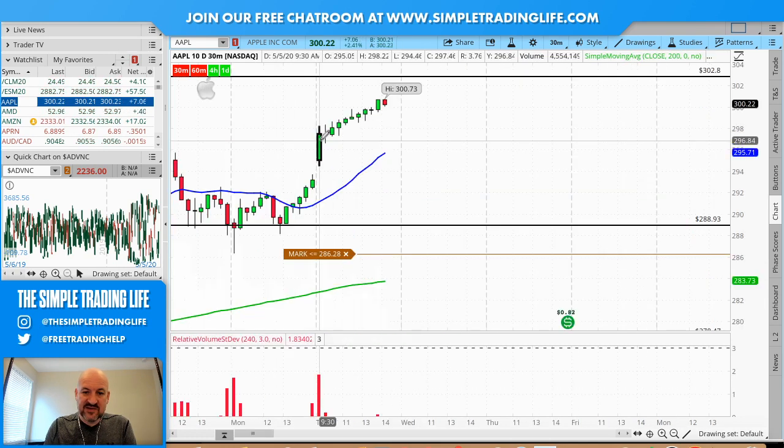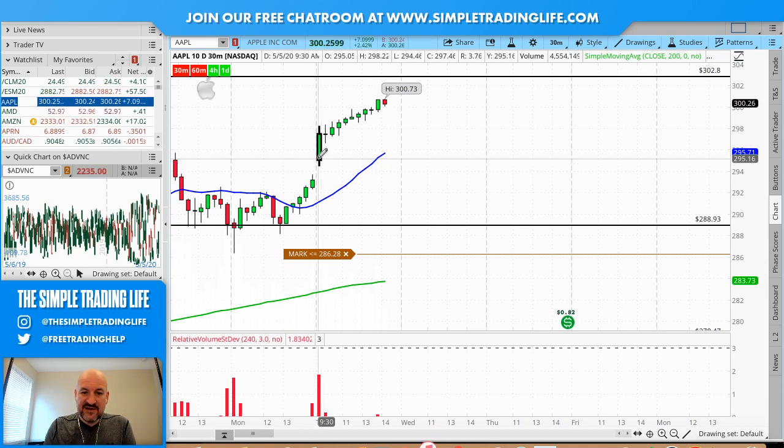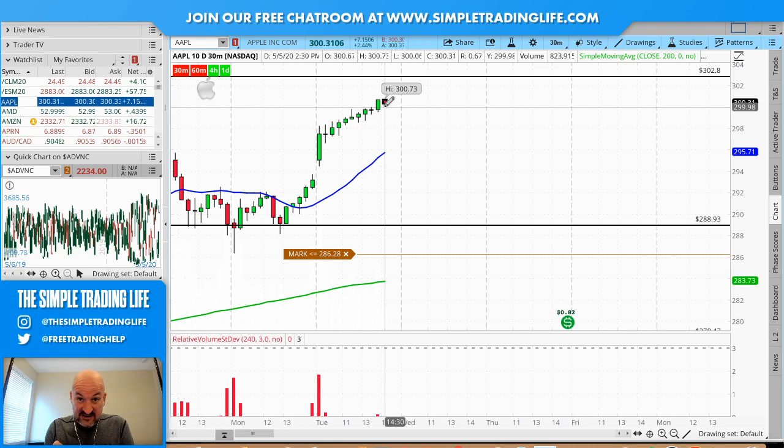Okay, gapped up, steady move up all day long. Look at this. That's a nice day for Apple. Opened at 295 and has been as high as 373. So over a $5 move and nice and steady. Nice and steady. See that? Other than this first candle, that's what you like to see, especially if you're playing shares.